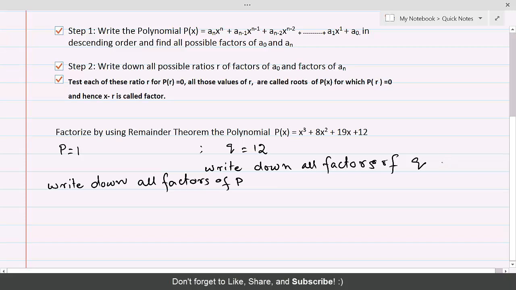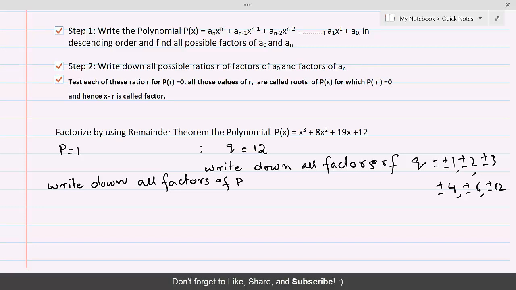So what are all factors of q? 12 has factors plus minus 1, plus minus 2, plus minus 3, plus minus 4, plus minus 6, and plus minus 12. These are all the factors of q, the constant term, the very last term in the polynomial. And now let's take a look at all the possible factors of p, which is 1. So its only possible factors are plus minus 1.